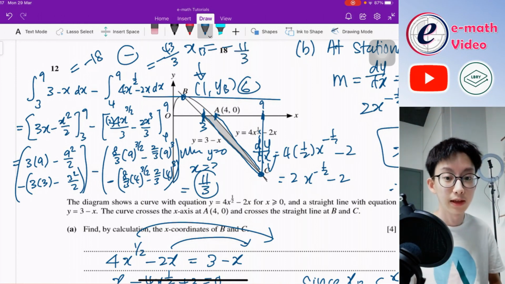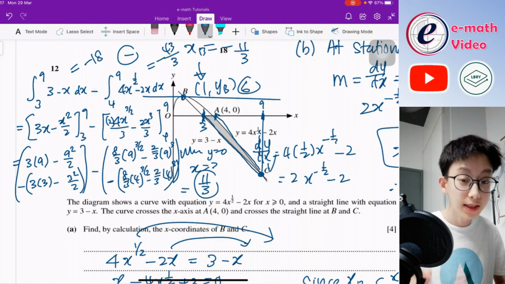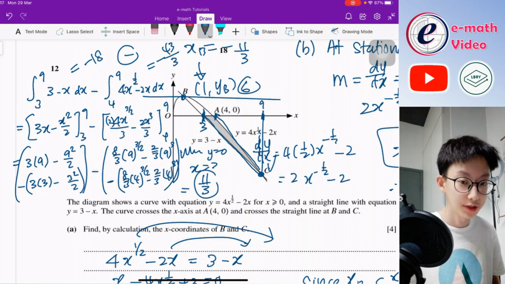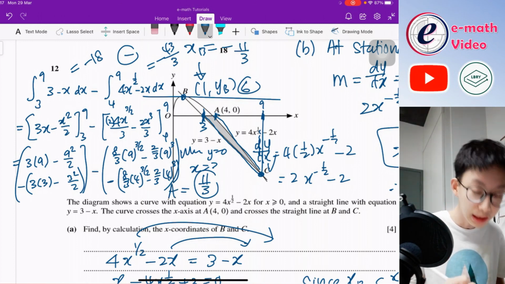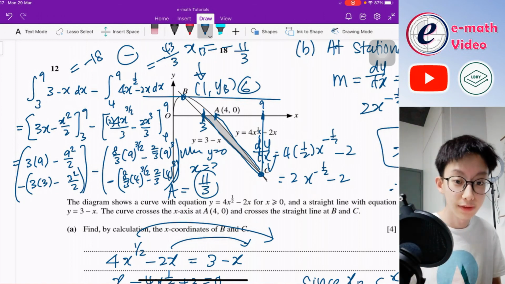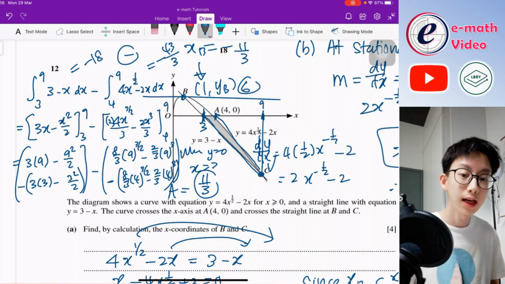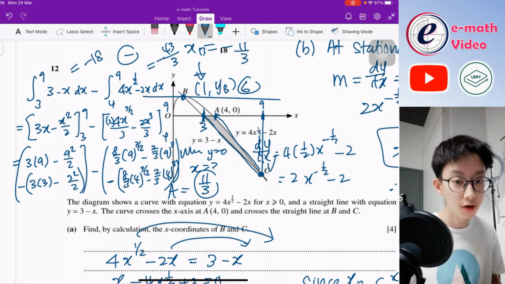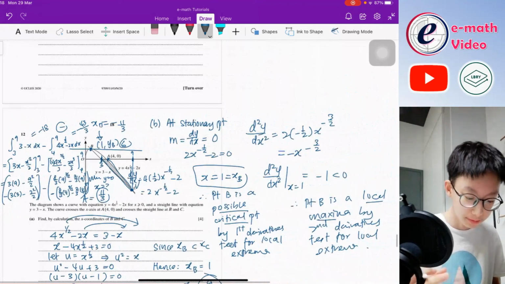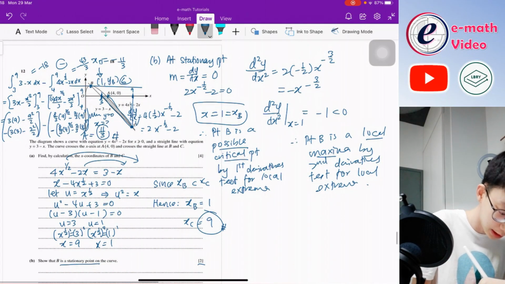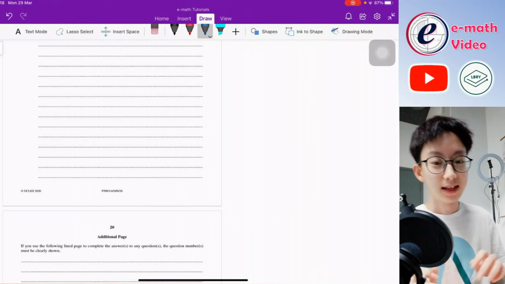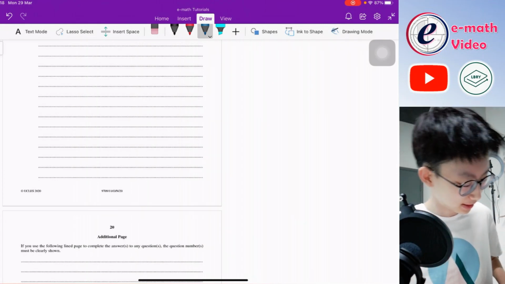You get negative 11 over 3, but because area is a scalar, which means it does not have direction, if the question asks you to express a definite integral, it is negative 11 over 3. But if the question asks you for area, you have to write positive 11 over 3. Okay? So that's it. 11 over 3. And I think that's all for this paper. Okay, very nice. I finished this.